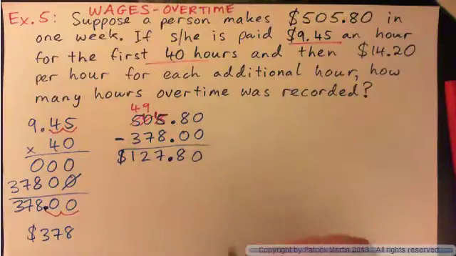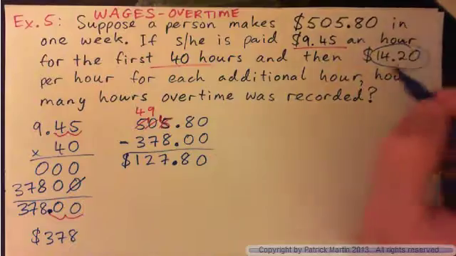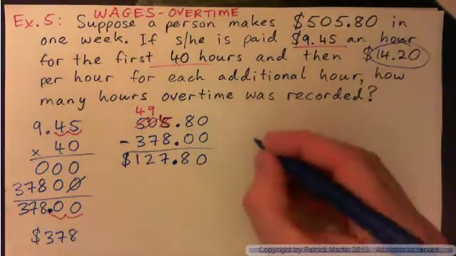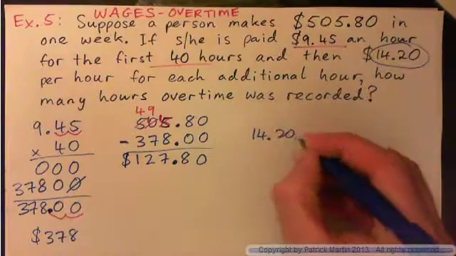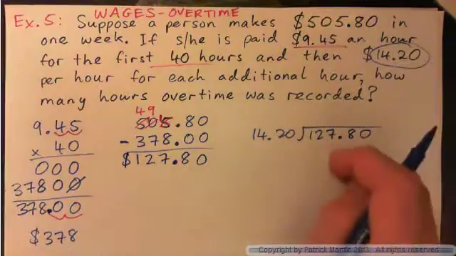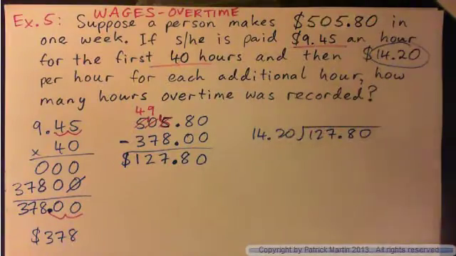Overtime dollars. And each overtime hour is paid at a rate of $14.20 per hour. So how many overtime hours do we get? What are we going to do to calculate the overtime hours? Shouldn't we do 14.20 into 127.80, right? This divided by this. Wouldn't that give you the amount of overtime hours? In other words, 14.20 times what would give this? So you go this into this, right?